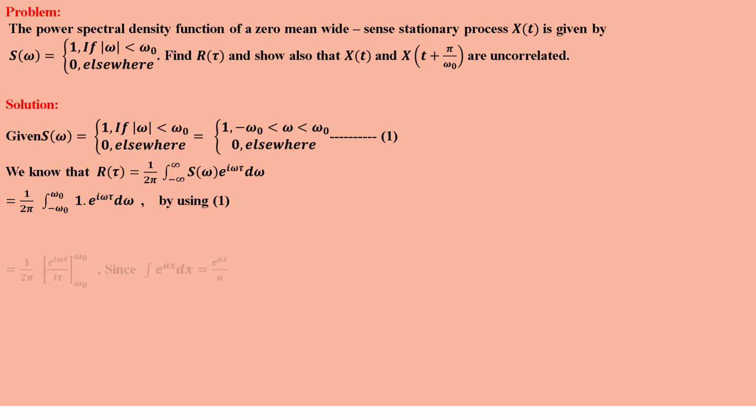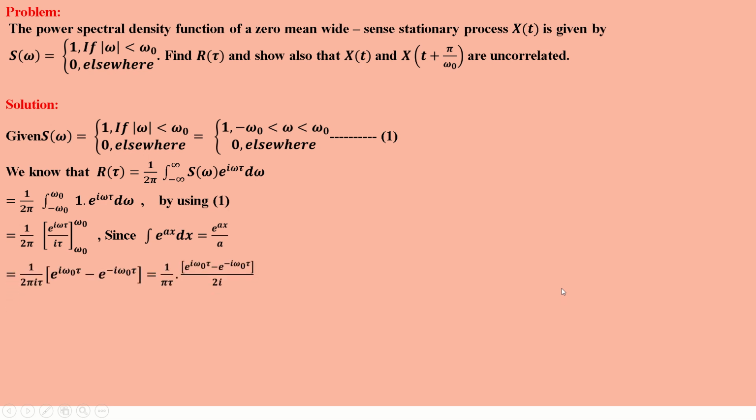Integrating e^(iωτ) gives e^(iωτ)/(iτ), because the integral of e^(ax) is e^(ax)/a. Instead of a you have iτ, instead of x you have ω. Lower limit -ω0, upper limit +ω0. Applying the limits, 1/(2π iτ) times (e^(iω0τ) minus e^(-iω0τ)). So you will get 1/(πτ), taking 2i to the denominator, of (e^(iω0τ) minus e^(-iω0τ)).